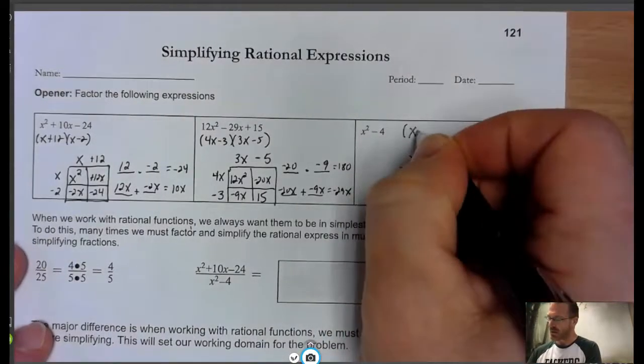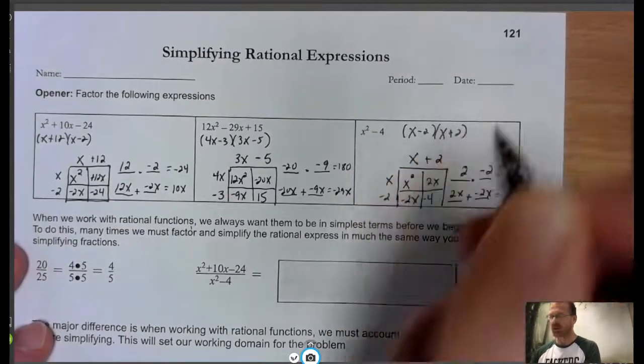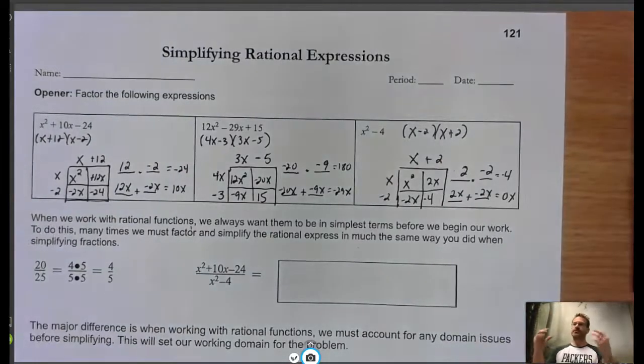And so that gives me x minus 2 times x plus 2. All right, so there's your real quick review on factoring. Okay, so now why are we doing this? The idea is that now we're going to look at rational expressions.